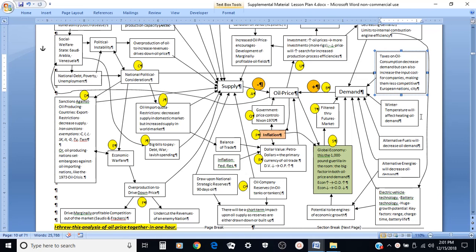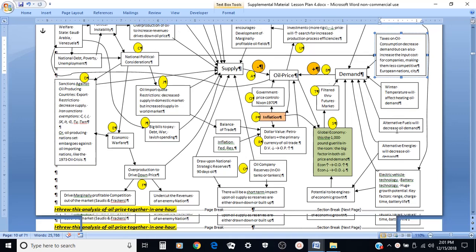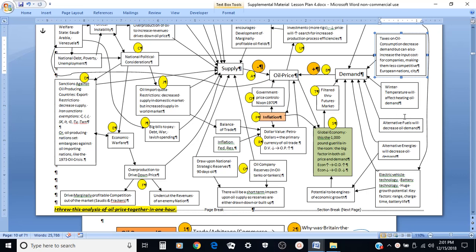Another factor that affects demand is winter temperatures, right? Of course, as winter temperatures go down, there's increased demand for heating oil and so forth, right? So they'll affect demand, right? And this is a big factor in futures markets. So they're predicting what the weather's going to be. Alternative fuels, for example, biodiesel, whatever, could decrease demand for oil if that ramps up.